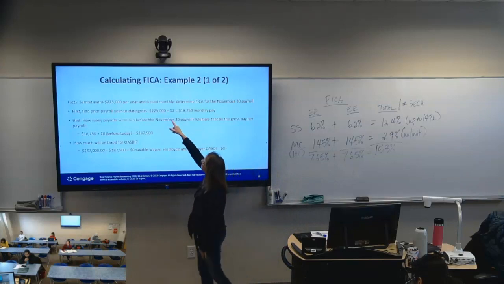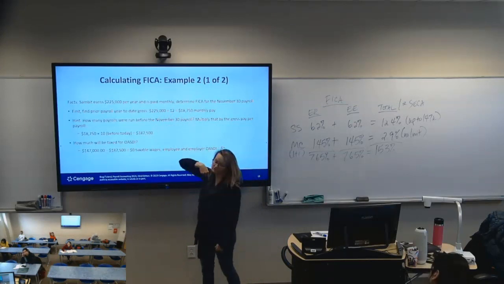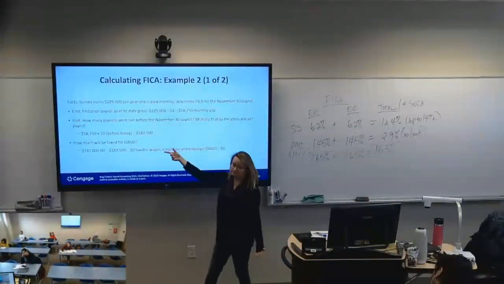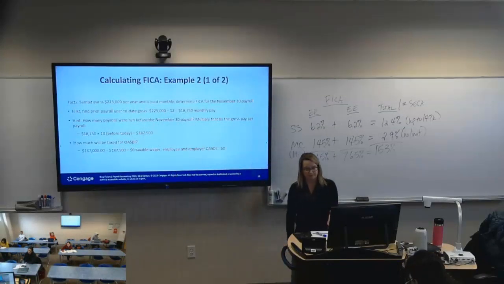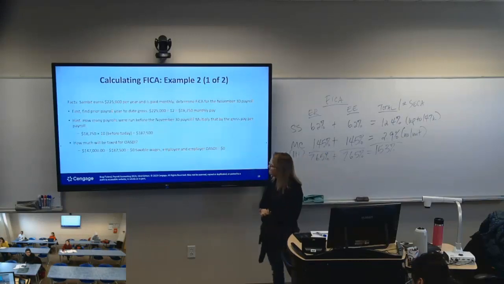All right, so first thing we're going to do is figure out on a monthly basis how much he makes. Divide that 225 by 12, 18,750 a month. How many payrolls were run before? 10. So he had made 187.5 as of the last pay period. So this pay period in November, how much of his income is going to be subject to Social Security tax? 0. Correct. He was already over, right? He was already there in October. He was probably there in September, right? So no Social Security tax is going to be applied in this pay period.